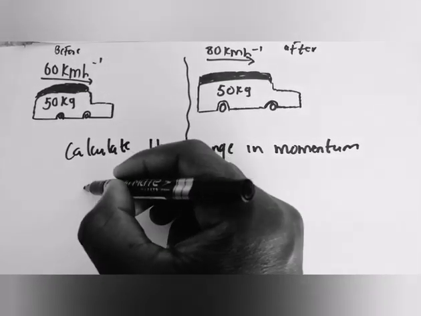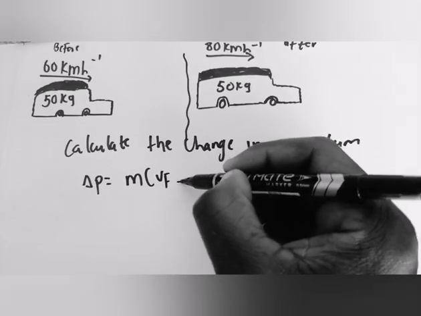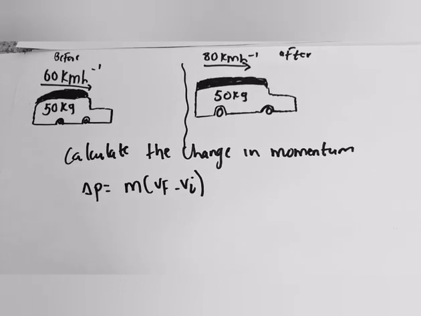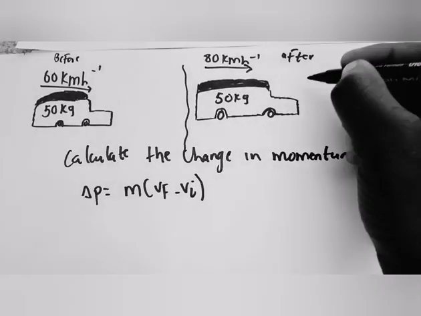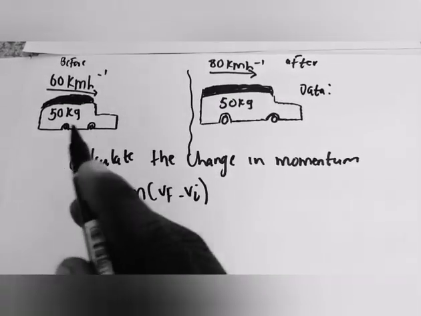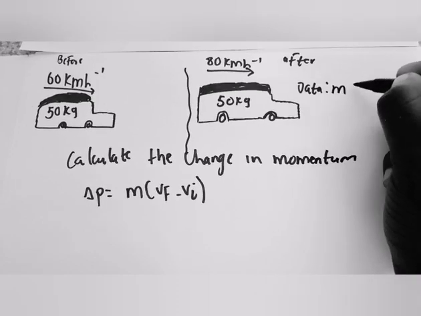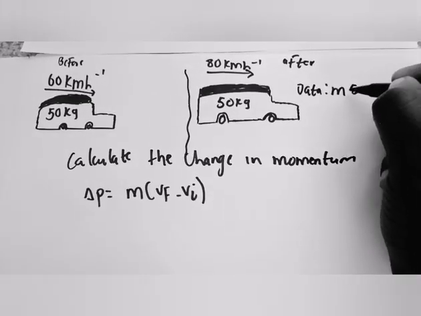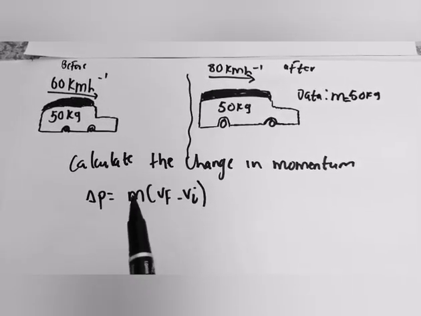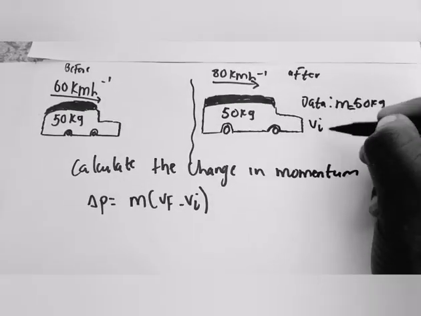Now, the first thing we do is write the formula: m times (Vf minus Vi). We need to take the data, so it will be easy for us to calculate. The mass is 50 kg. Mass equals 50 kg. This mass is still the same thing, so 50 kg there, and on the right-hand side is 50 kg.